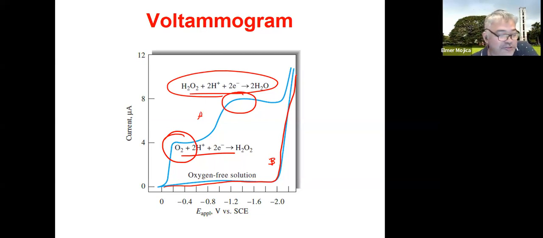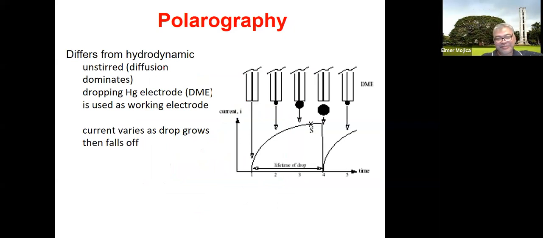And then I told you you have what? The stirred one, right? So what happens if it's the unstirred one? That is where polarography comes in. So it differs from the hydrodynamic voltammetry because in the first place, this is unstirred, where diffusion dominates. So your dropping mercury electrode is used as a working electrode. So your mercury is your working electrode. If there's no mercury there, there's no current formed. Now, as mercury is formed there, the higher the mercury until it drops, you're going to get a signal. Once the mercury drops, the current becomes zero again until you start to form a mercury drop. So the current varies as the drop grows, then pulls off.